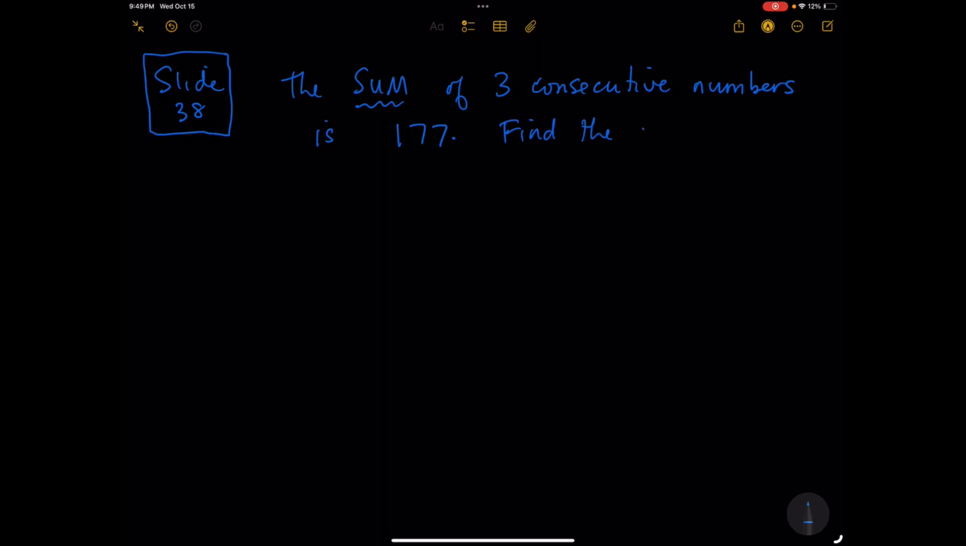Slide 38, it says the sum. Now the word sum means we add up a bunch of stuff. So the sum of 3 consecutive numbers is 177. Find the integers.